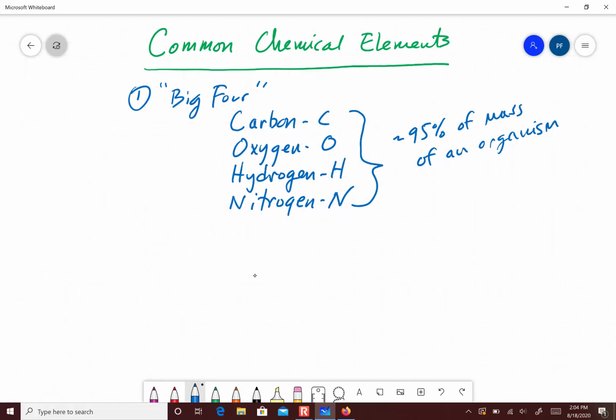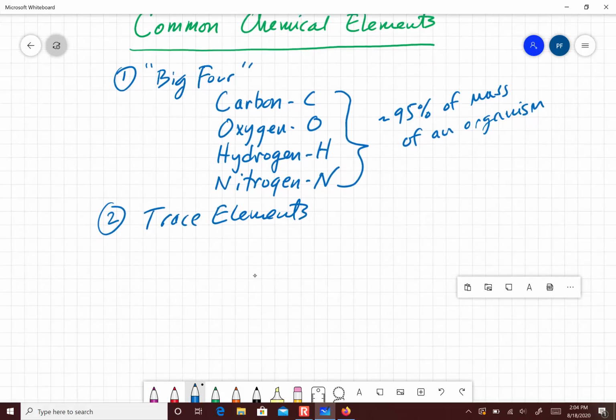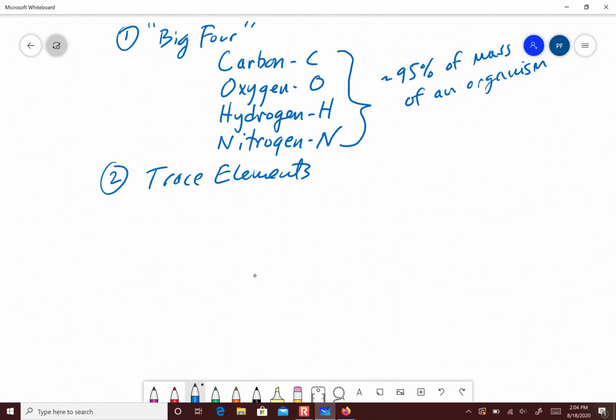Okay, and then we have several that are just referred to as trace elements. I told you there's around 25 total in living things. So if you think your whole body is going to have around 25 different chemical elements, 95% of you is those first four. So the other 21 make up around 5%. So they're not very high quantities. That doesn't mean they're not important, but these are called trace elements. Okay, so I'm going to tell you a few common trace elements we find in biology and living organisms.